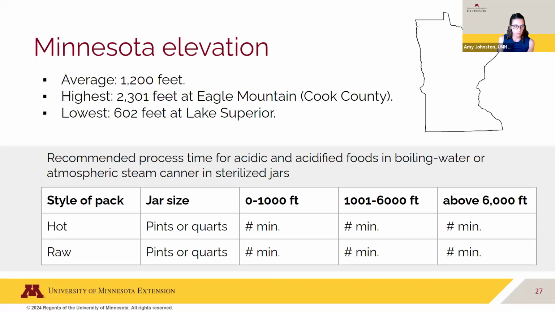So a safe recipe is going to include the processing instructions in a format similar to what you can see on the screen, where it'll list the time based on either the raw or the hot pack, the size of the jar, and then your elevation. So again, knowing the elevation is important to picking the correct processing time.